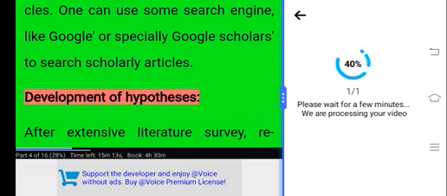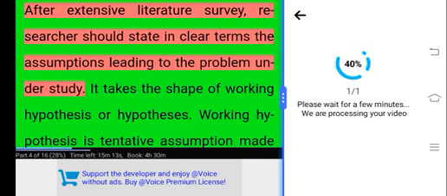Development of hypotheses. After extensive literature survey, researchers should state in clear terms the assumptions leading to the problem under study.